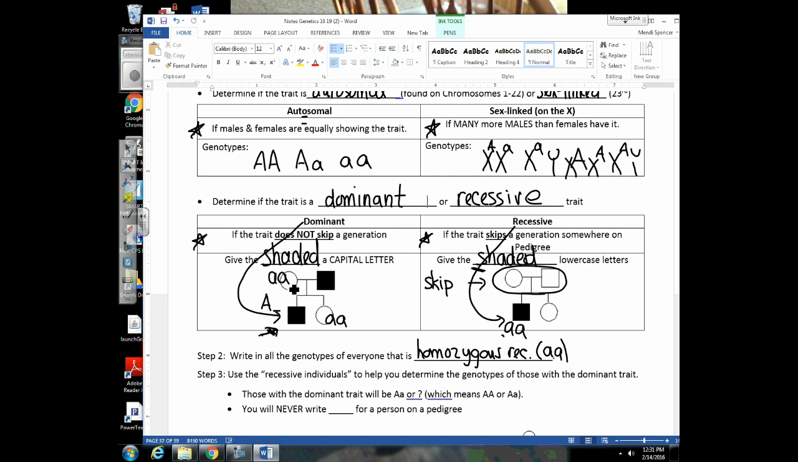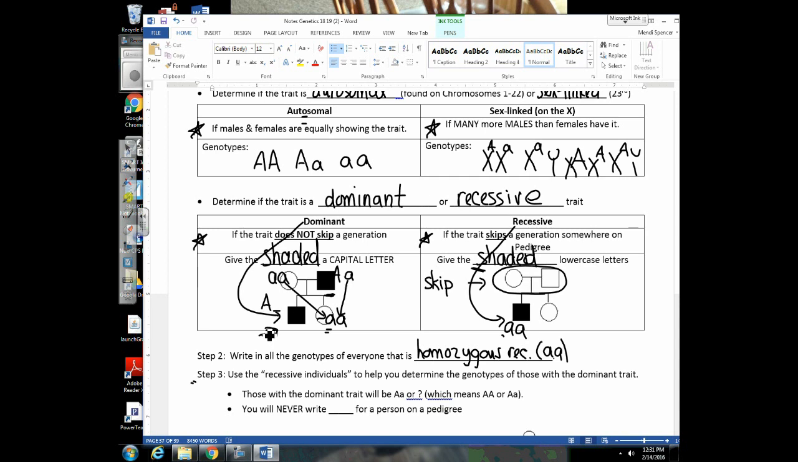Now, the next part, step 3, says use those recessive individuals to help you determine the genotypes of those individuals that have the dominant trait that are shaded in. To figure out what a person is, usually you can look at their offspring. If they don't have offspring, then try to look at the genotypes of their parents, and that'll give you a clue. So if I'm trying to figure out this person, and I know they have a little a child, I know one letter had to come from one parent, and that means this parent had to have a little a to pass on as well. But they have to have a big A to have that trait. So that individual is heterozygous for the trait.